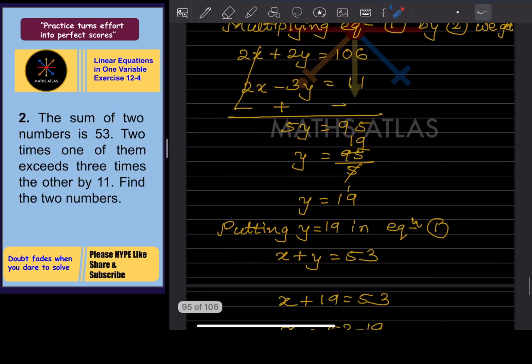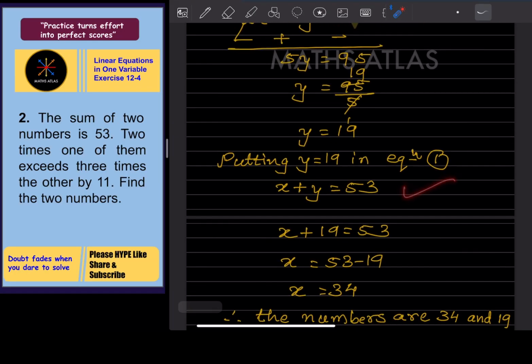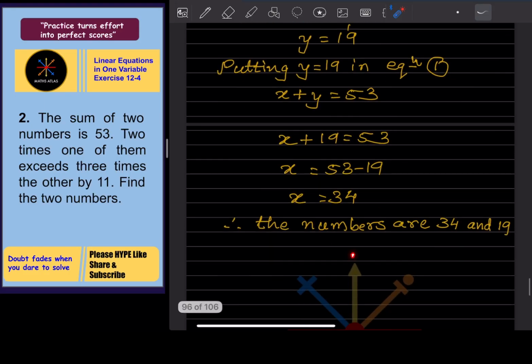So now putting y is equal to 19 in equation number 1. So x plus y, the same equation is written here. So x plus 19 is 53. So x will be 53 minus 19. So x is 34. So the numbers are, first this will be x and this will be y. So 34 and 19.